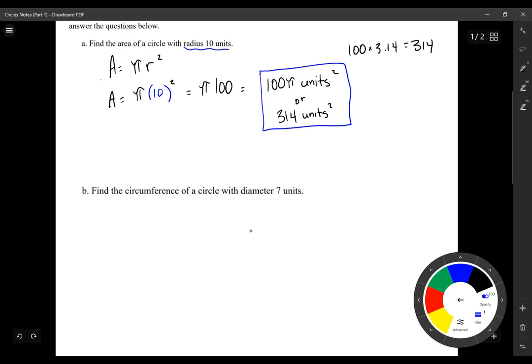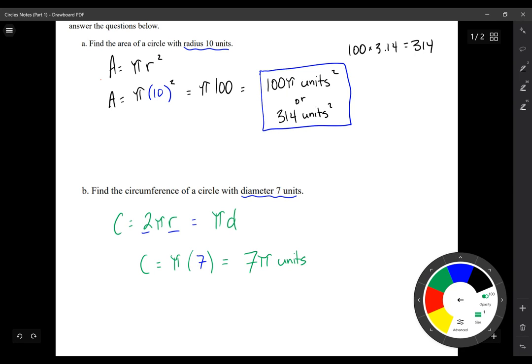Part B, so now we're looking for the circumference, and that equation is 2 times pi times r, but remember the 2 and the r means that it can also be written as pi times the diameter. So since we know the circumference of the circle is found using those values, we have our diameter right here. So our circumference is going to be equal to pi times our diameter of 7. So our final answer ends up being 7 pi units.